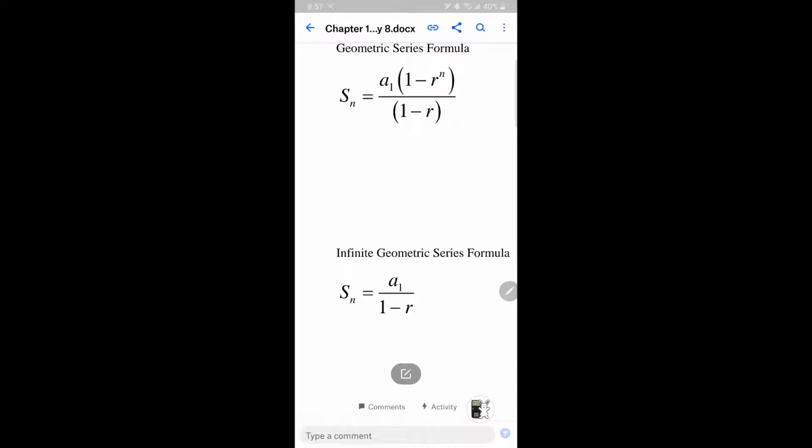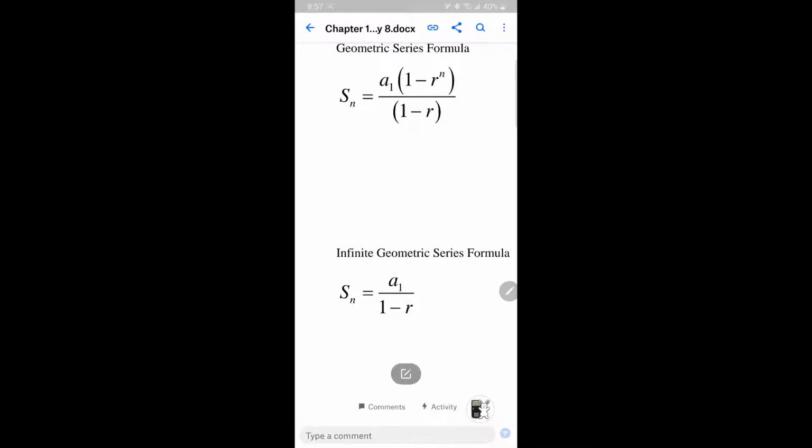What I want to talk about in this video is geometric series formulas. If you remember, the difference between a series and a sequence is that in a series we add up the numbers, we add up all the numbers in the pattern. In a sequence, we're just listing them out.